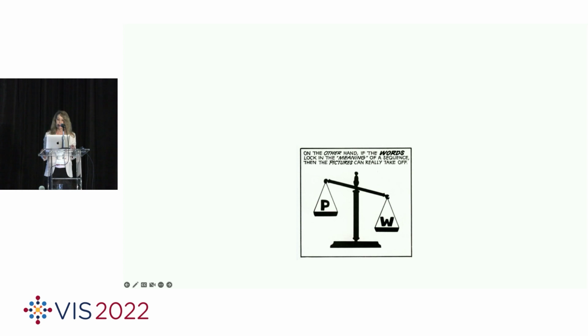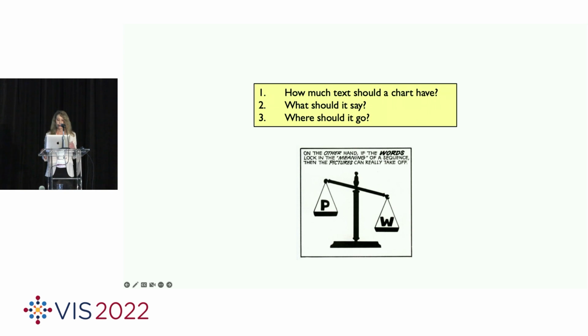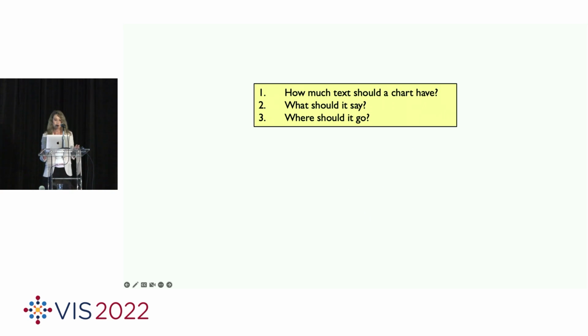So how can we apply these observations from Scott McCloud to research questions about text plus viz? How much text should appear on a visualization? What should it say? Where should it be placed? And how do the visual and the language components interact? To answer these questions, we first have to do a little groundwork about the where, the what, and the how much.